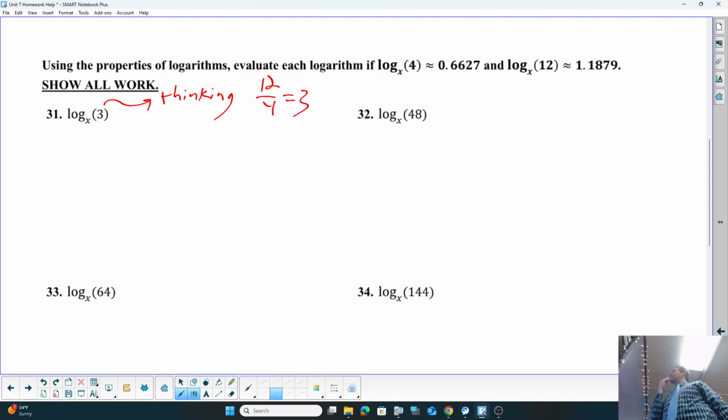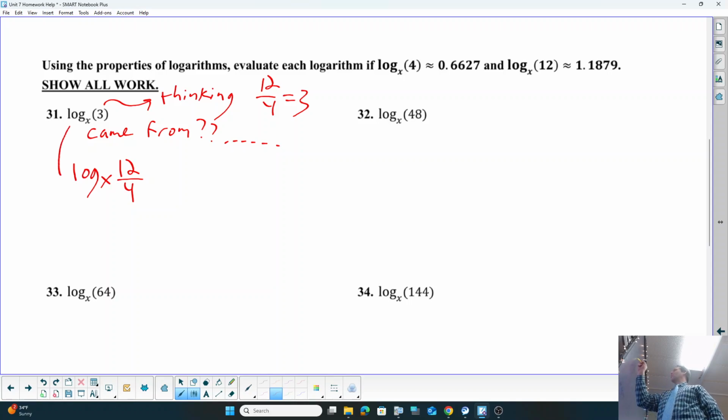Huh. Okay, let's give that a try. So maybe this came from something? Man, this is tough. Maybe it came from log base x, yeah, division, right? So that would be log base x of 12 divided by 4, because 12 divided by 4 is 3. So those two equal each other.